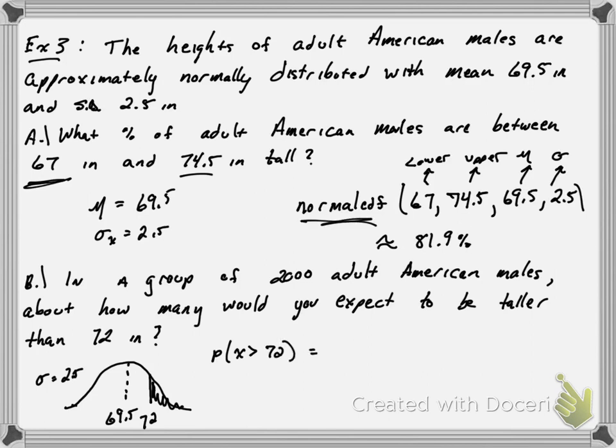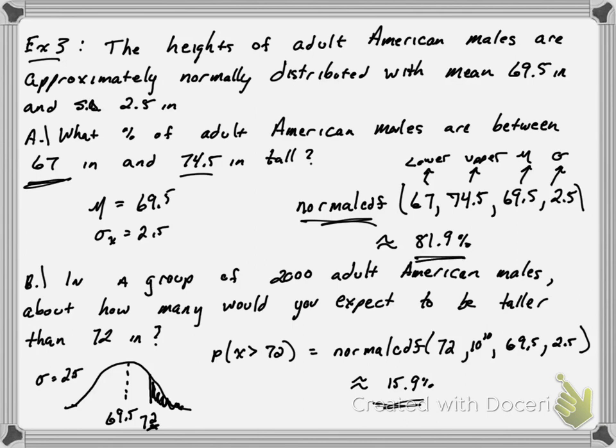So again, I'm going to use normal CDF on my calculator. Now, notice how I shade above it. So my lower is 72. My upper, there is no upper. It doesn't end. So in order to represent that, I'm going to put 10 to the 10th. It doesn't really matter what that number is, but 10 to the 10th is going to be big enough to give me an accurate representation. Again, my mean is still 69.5. My standard deviation is still 2.5. Nothing changes there. So I plug that in. That's going to give me about 15.9, which is roughly 16%. But that's way more accurate than if we were just drawing pictures. So again, that's how you do that.